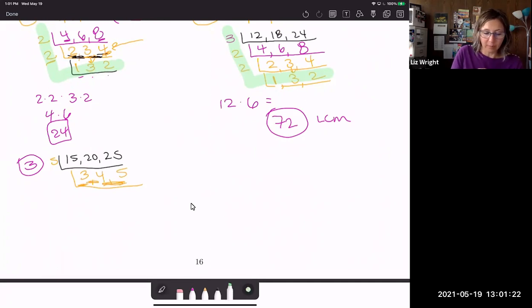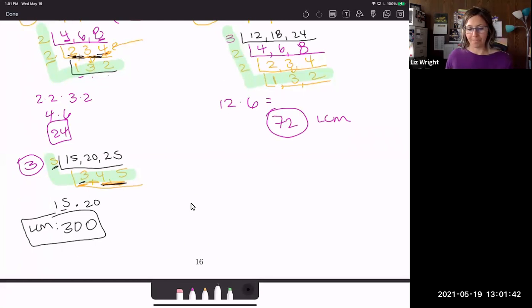So multiplying them all together. So I'm looking at the fact that 5 times 4 is 20. And 5 times 3 is going to give me 15. 15 times 2 is 30. And then I've got that extra 0. So the LCM should be 300 for that. All right. I'm going to give you 2 to try on your own.